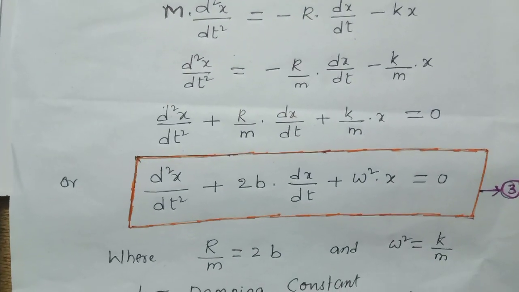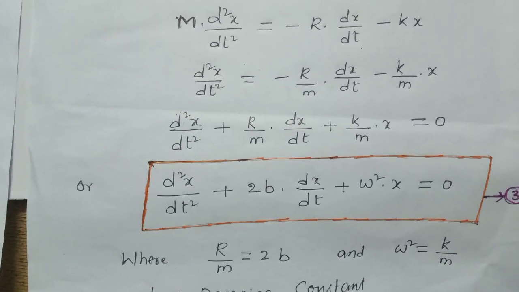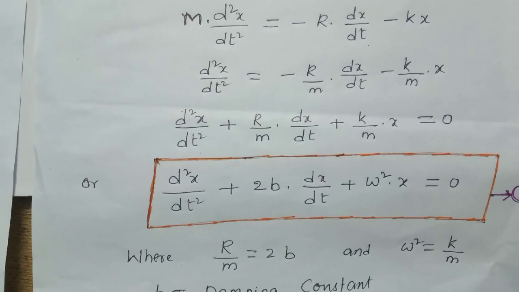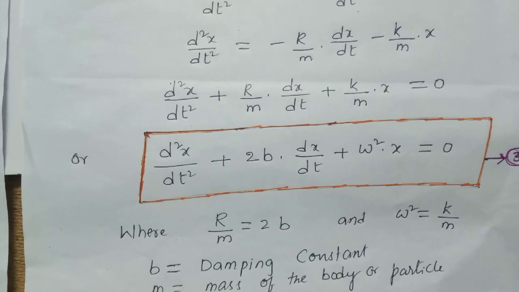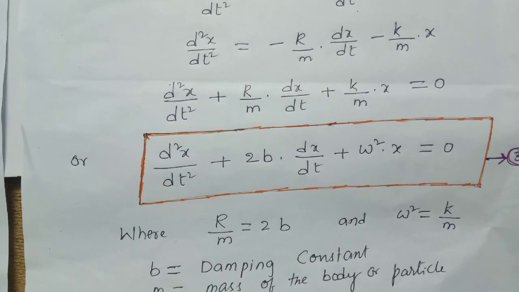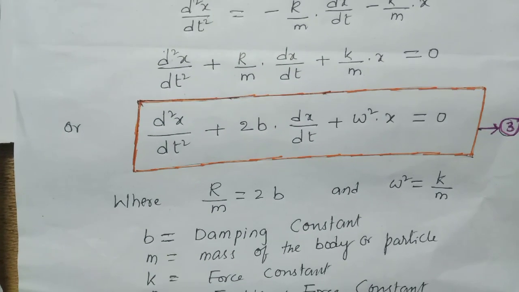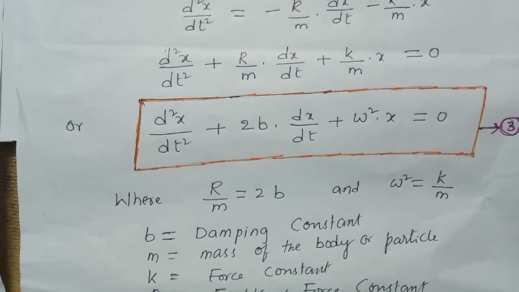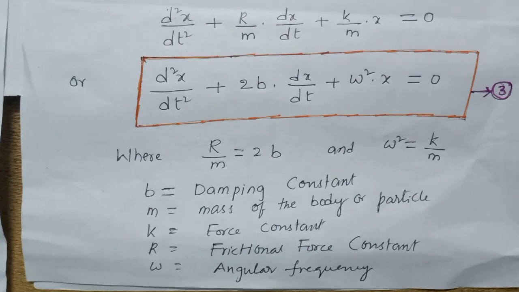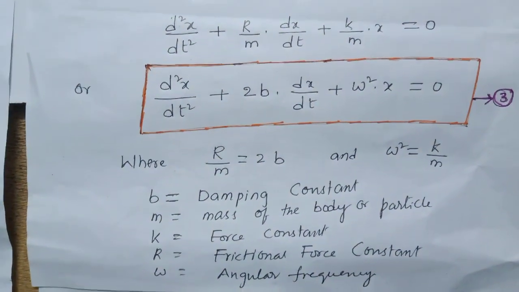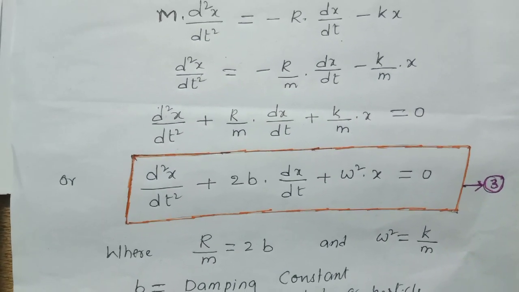Here we use the terms: d square x by dt square plus 2b into dx by dt plus omega square x equals 0. Observe this equation. We replace R by m with 2b, and omega square is for k by m. Here 2b is a constant, and b is the damping constant. It tells about the damping of the oscillator. m is the mass of the bob, k is the force constant, R is the frictional force constant, and omega is the angular frequency. This is the required differential equation for the damped harmonic oscillator.